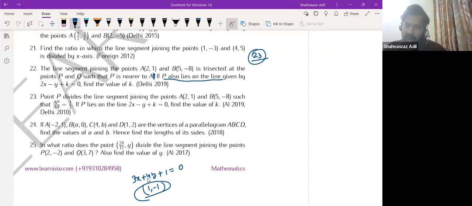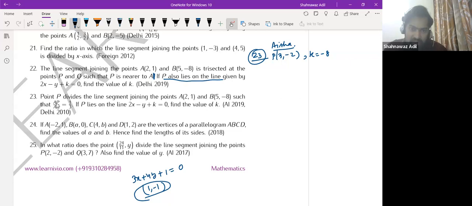Aisha has put the finance and k. Where I'm getting x is 11 by 4 and y is negative 5 by 4.